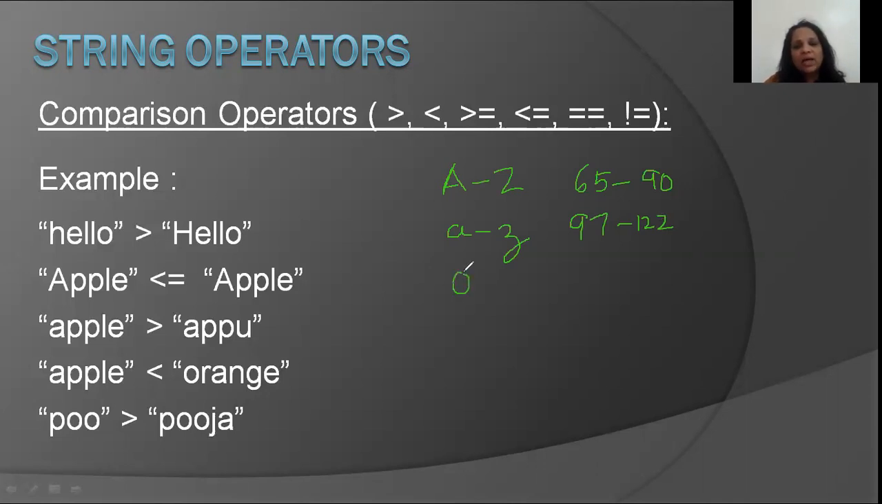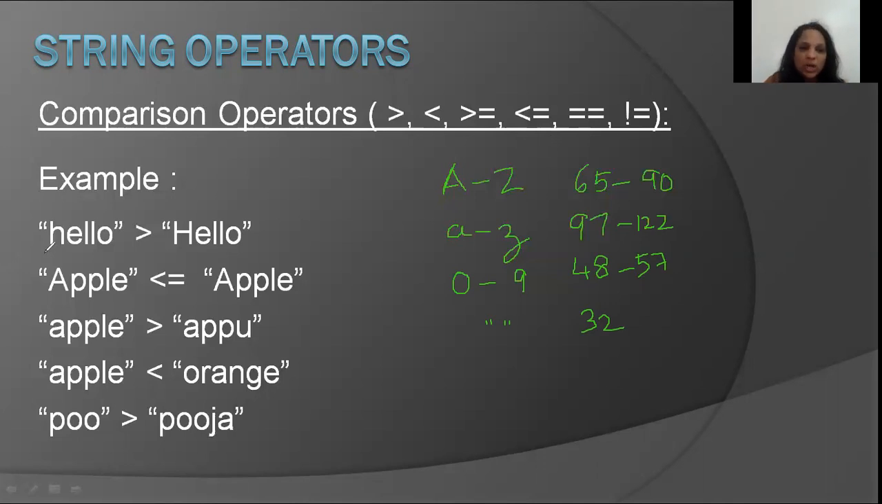And then ASCII value of digits from 0 to 9 is going to be from 48 to 57. And I would also want to tell you the ASCII value of a space, because we see strings having space, is going to be 32. Okay, so it's based on these ASCII values that greater than and less than works.